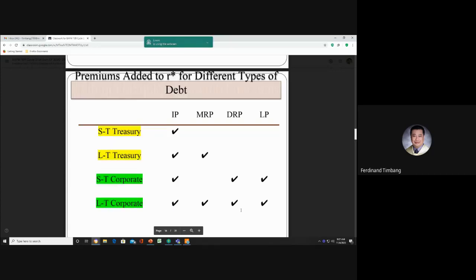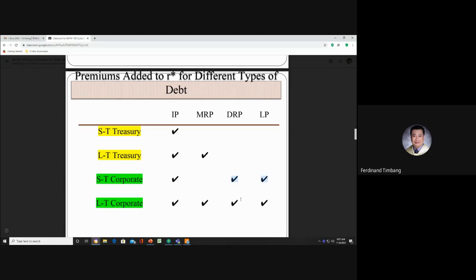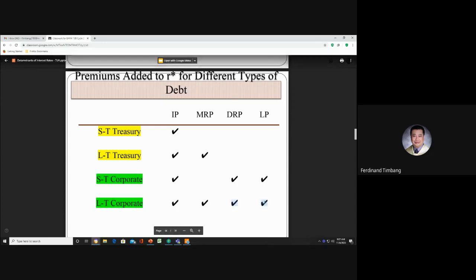Okay, ito yan class, no? Parang summary. So kung makikita ninyo, yung long-term treasury at saka long-term corporate, ang difference lang nila nandito. Sorry class ha. Long-term treasury at saka long-term corporate. Makikita nyo ang difference na ito.